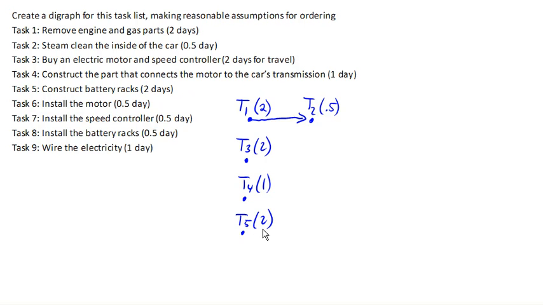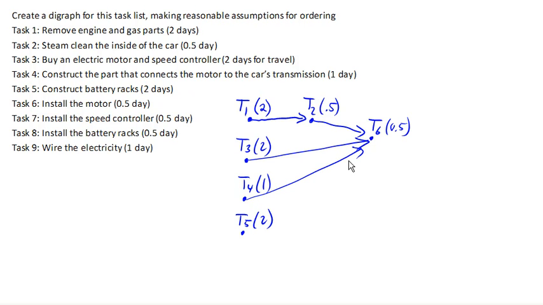And now we want to, let's say, install the motor. Well, what do we need to do before we install the motor? Well, I definitely want to have that steam cleaning done, right? There's no point in installing a motor in a dirty engine. I'm also going to need to have bought the motor, so we have a second requirement coming from task three. We're going to need to have done that. And in order to install the motor, we're also going to have constructed the part that connects the motor in. So we're going to have that requirement as well.